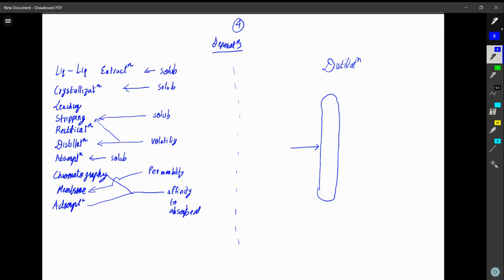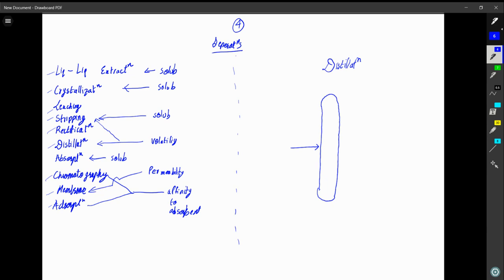So yeah, there are many kinds of separation. Some of them are listed here: liquid extraction, crystallization, leaching, stripping, rectification, distillation, absorption, chromatography, membrane absorption. There are many of these, and most of them you must have heard of. So let's discuss some of them.